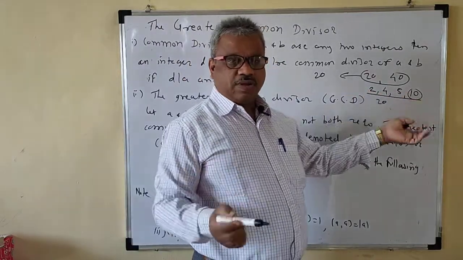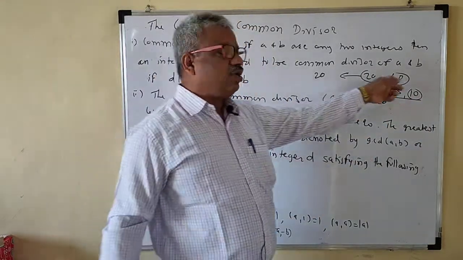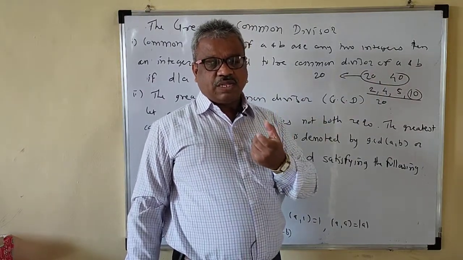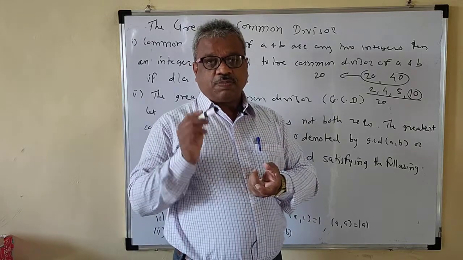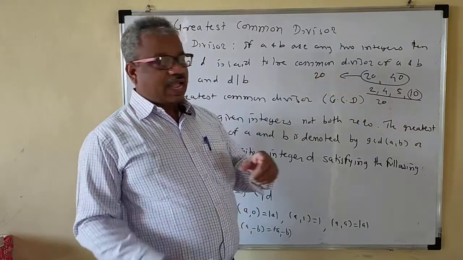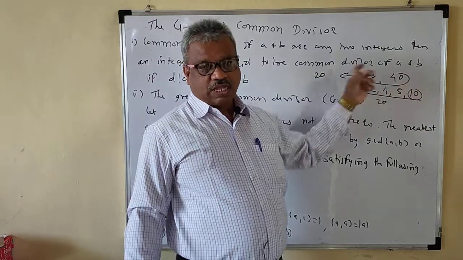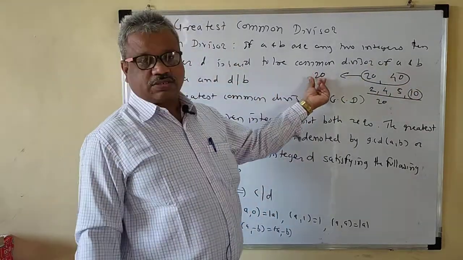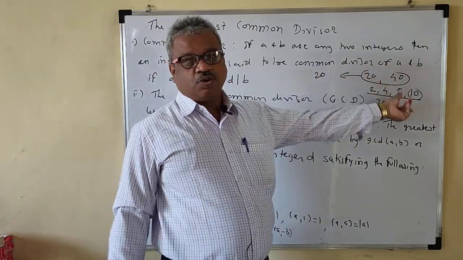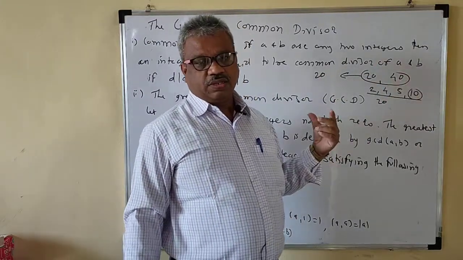All these are the common divisors and they also divide this. Okay, so that means we are finding the GCD, the greatest common divisor, of two numbers. We are finding the greatest number such that that number divides both. This is the greatest number which divides both the numbers, right? So 20 is the greatest which divides 20 and 40, right?